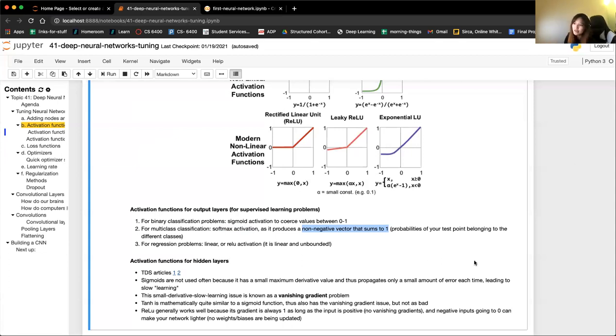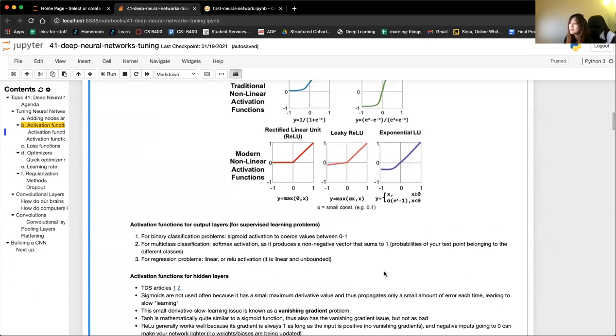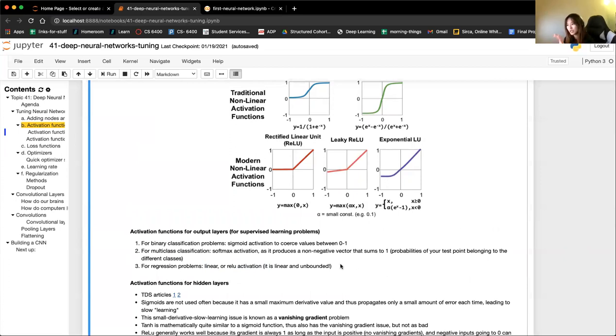And then finally, for regression problems, you can use linear or ReLU activation functions. I would say linear if your values go negative, and ReLU if they don't. Both of them actually, if you look at the ReLU function here, if you just look at the positive numbers, it is a linear function. So again, depending on what you're trying to predict, you would use different activation functions for your output layers.